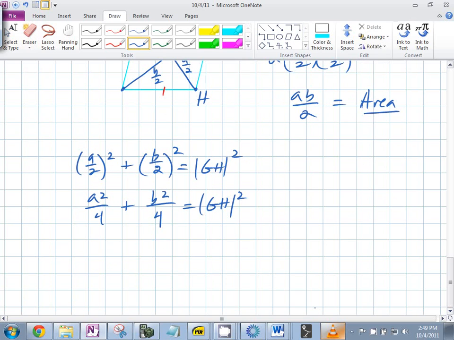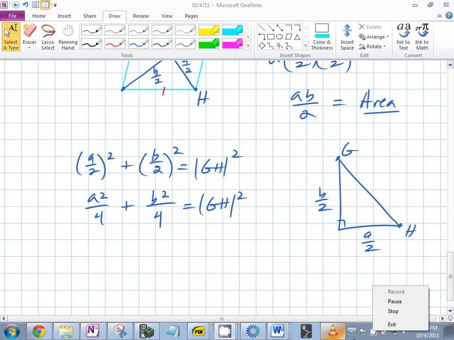How'd you get that first equation? Because it's a right triangle, and you know the base is A over 2 and the height is B over 2. And this is G and this is H. That's fine, totally valid question. Okay, so we're trying to isolate GH, so what should we do to both sides?